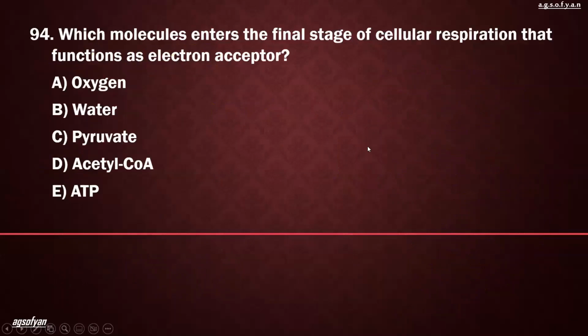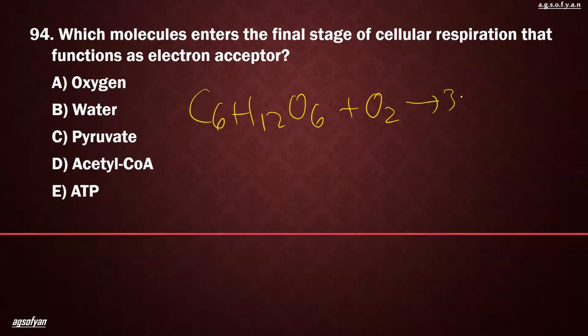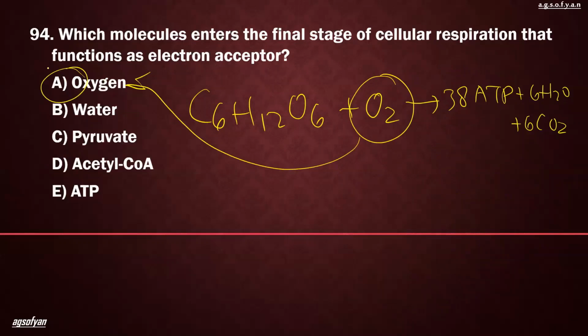Which molecule enters the final stage of cellular respiration and functions as the electron acceptor? Okay, the last one, remember the formula is like this. It's going to produce 38 ATP plus 6 water plus 6 carbon dioxide. The last one that enters is actually oxygen. So oxygen will enter last in the process. It's going to be 6 oxygen.